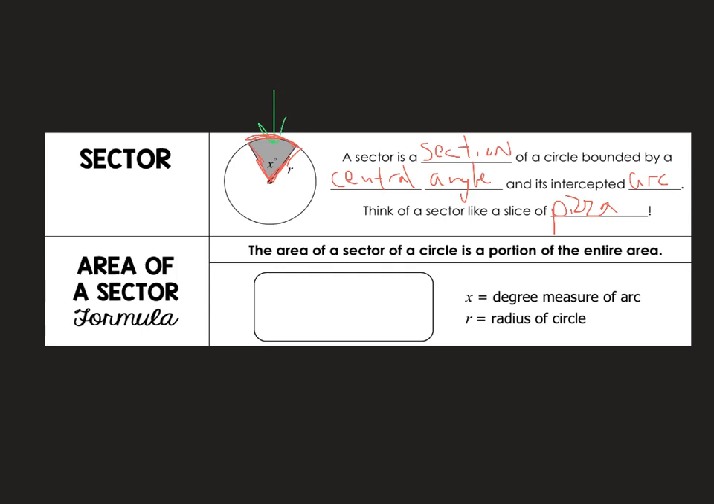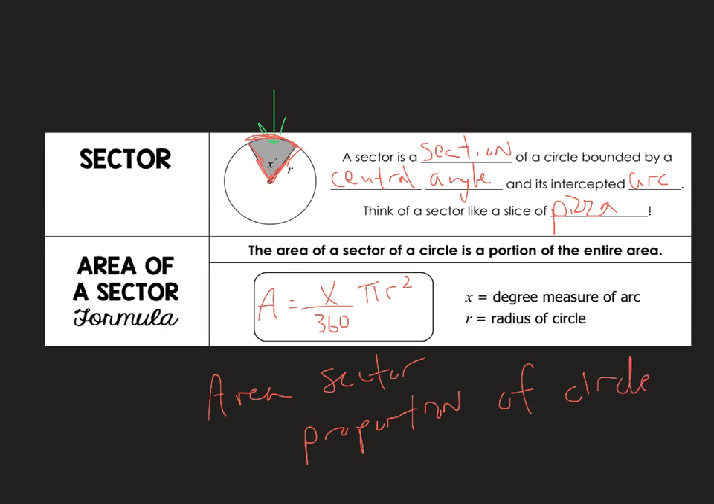It looks very similar to something we had a while back. The area is going to just be the area of the whole circle multiplied times the ratio of that central angle over 360. Or really, the area of the sector is just the proportion of the circle that it occupies. So we figure out the ratio, multiply it by the area of the whole circle, and there you go. Keep in mind that the value of x is the degree measure of the arc, which is right there.